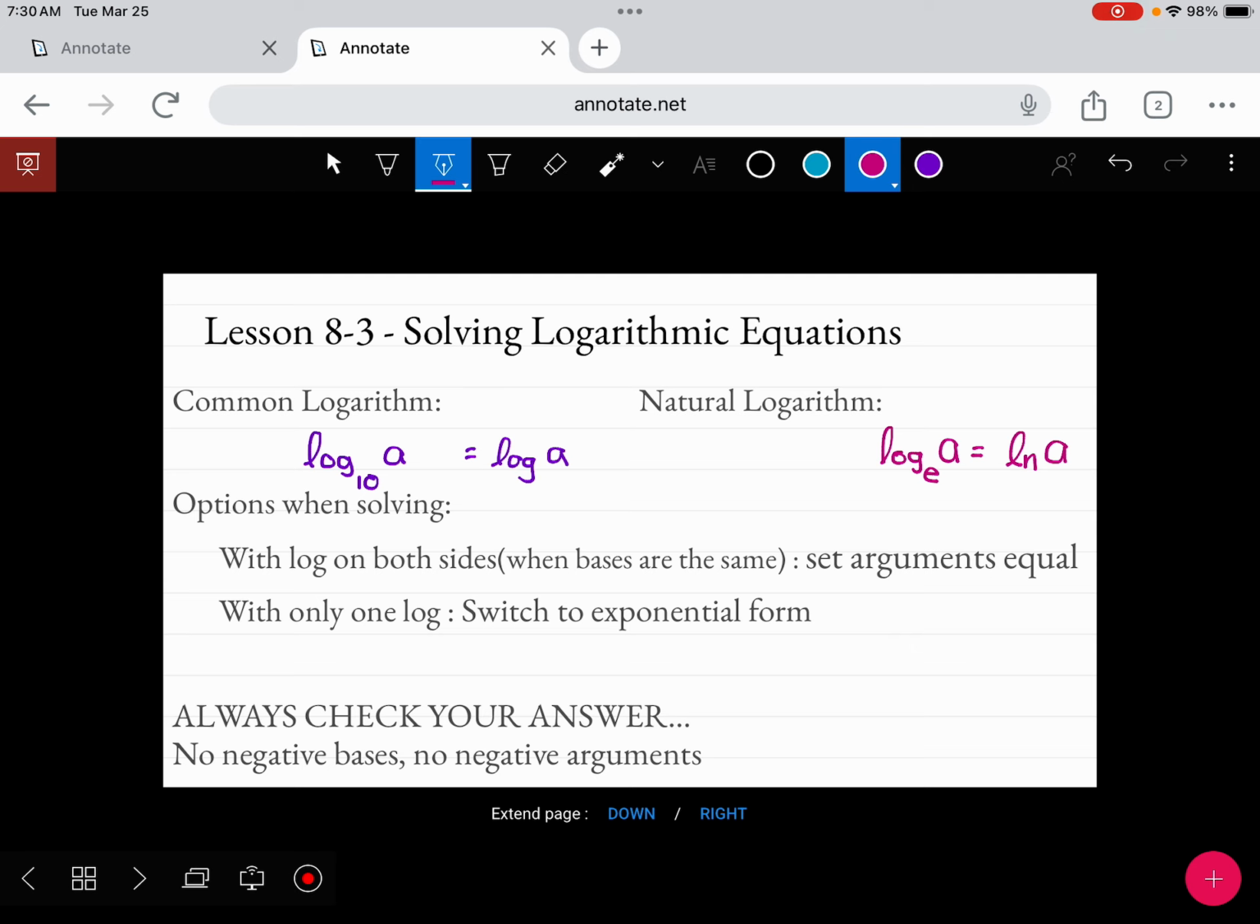Are we ever going to get negative bases or negative arguments? We will run into negative arguments. We should never run into negative bases. If we see that, no, that's bad. It no longer functions properly. But we will run into negative arguments, and that's where we're going to get our extraneous solutions. They make us do all that work, and it's not even a right answer. Oh my God, it's so extra.